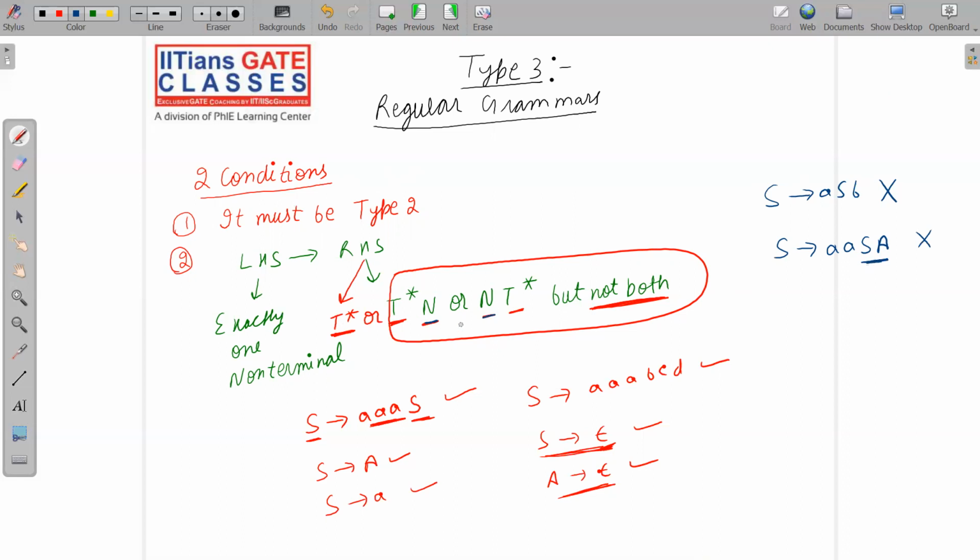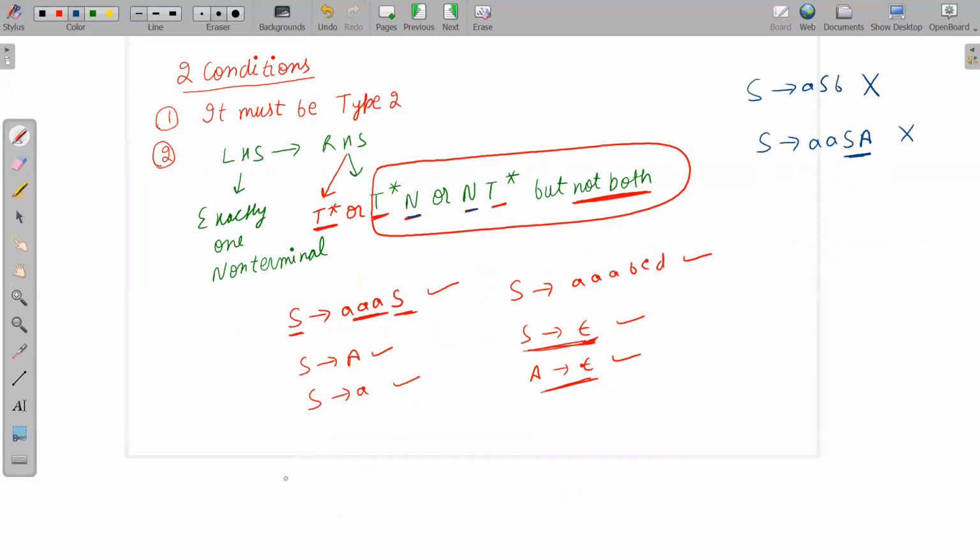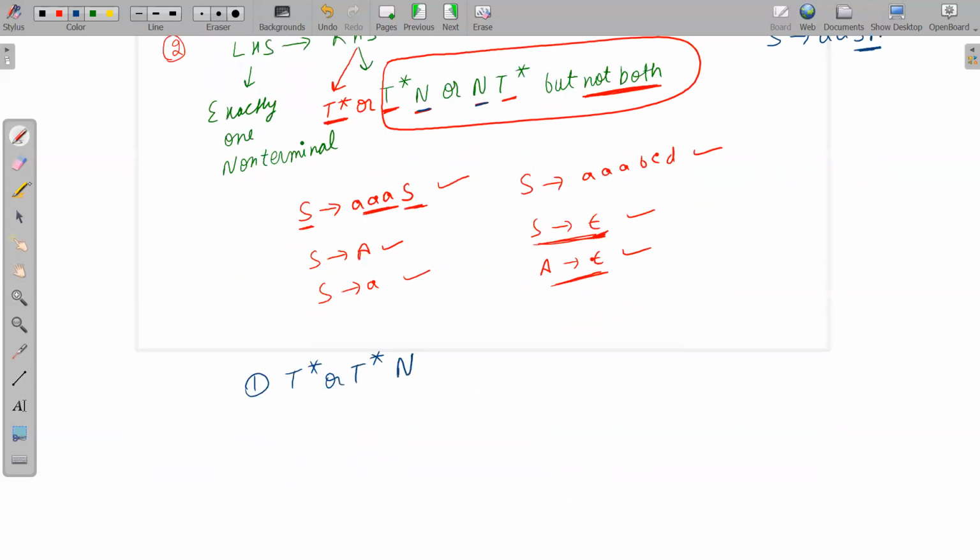Okay. So type 3, if I write properly, then type 3 will be like this. T star, T star, or T star n. This is the first possibility for the RHS. Okay, for the RHS we are saying, LHS exactly one non-terminal, that is just like your type 2. And the second way is T star or NT star. But these two must not both be allowed in any grammar.